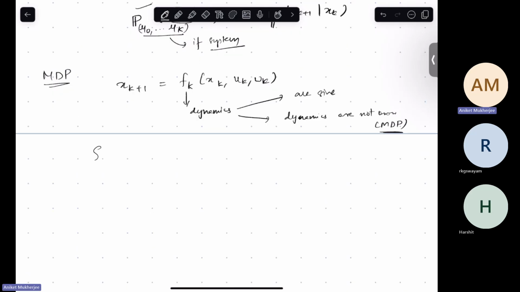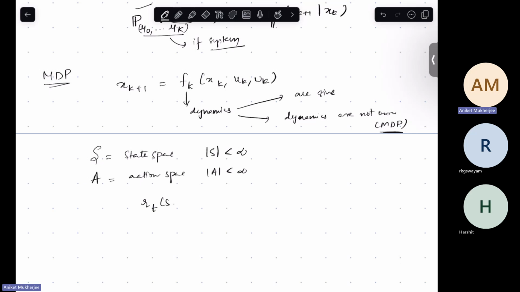MDP is the same type of formulation where you have S, a state space. For now, we'll assume the state space to be finite, but you can have MDPs where the state space is infinite. A is your action space, which we'll also assume to be finite. The action space is the set of all the actions, all the controls you can take, so u1, u2, u3, and so on. And then you have r_t(s, a). This is basically a reward that you get.